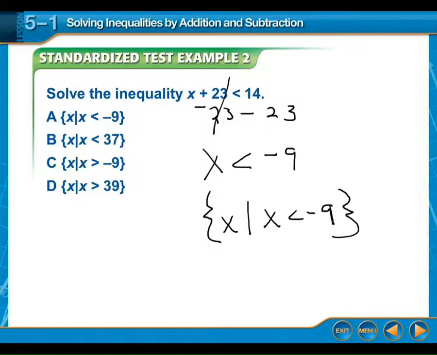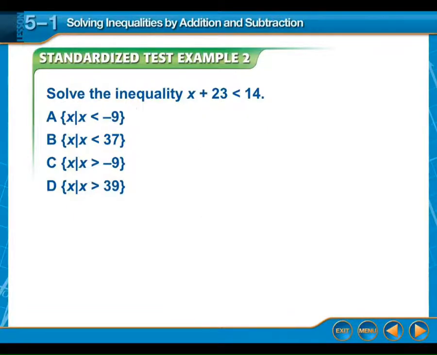And that should be C. Well, let's see, less than -9. Oh, I believe that's going to be A. Okay. So now let's run through that one more time.